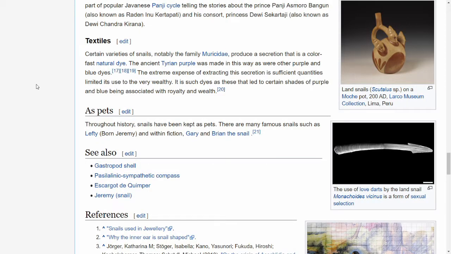And finally, as pets. Throughout history, snails have been kept as pets. There are many famous snails, such as Lefty, born Jeremy. What is that about? And within fiction, Gary and Brian the Snail. I'm assuming Gary, they're referring to SpongeBob.